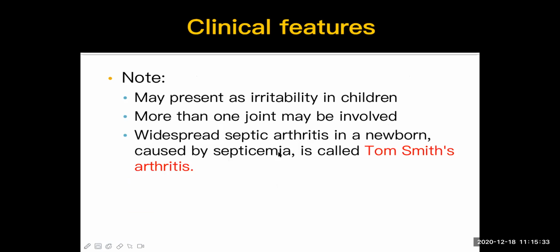And sometimes there is widespread septic arthritis, especially in the newborn. If we're talking about the newborn, then a widespread type of septic arthritis occurs, and it is associated with septicemia. This is known as Tom Smith arthritis. So we remember this by a special name, Tom Smith arthritis. If it is asked in the MCQ exam, just remember a newborn baby is affected and multiple joints are involved with pus formation inside.